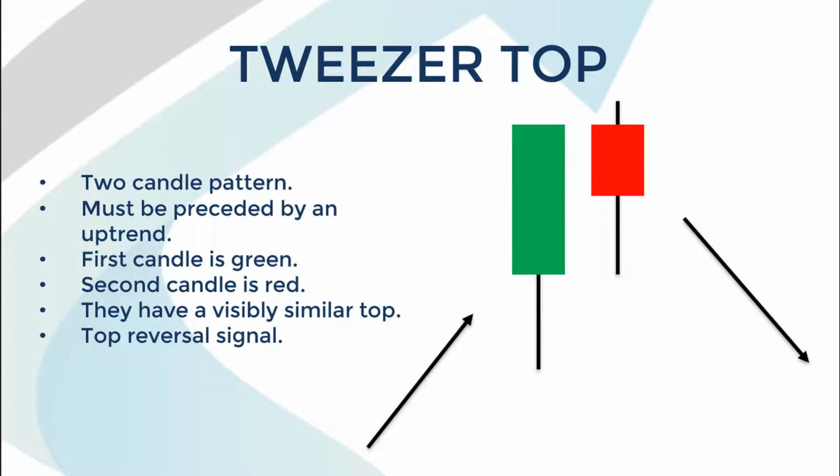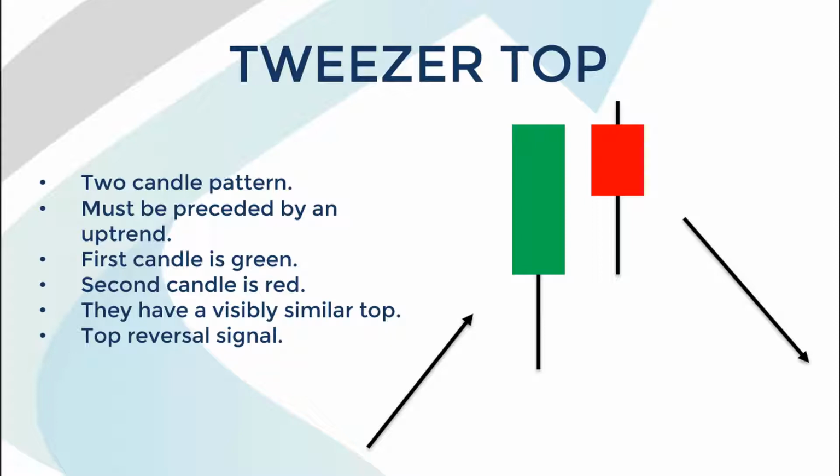And very similarly to a tweezer bottom is a tweezer top pattern. It's also a 2-candle pattern. Opposite to a tweezer bottom though, it must be preceded by an upward trend. So the price must be going up to this point where the candle pattern starts to form.